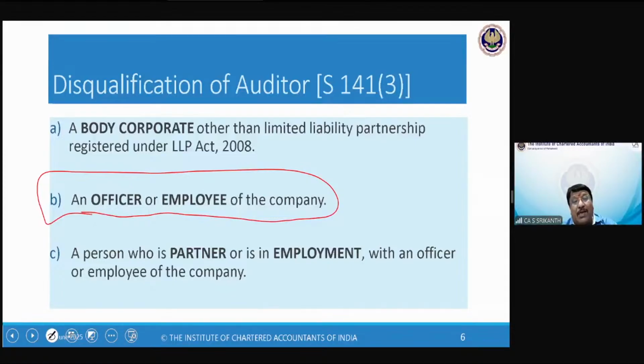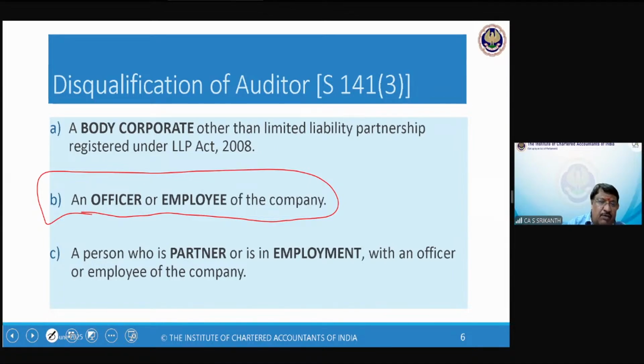A person who is a partner or is in employment with an officer or employee. See, Mr. A is the CFO of the company. He is also holding COP and he is a partner in a firm. He has taken permission from the company, part-time COP, and he is a partner. Okay, not wrong. It can be done. But suppose in that firm there is another partner. That partner cannot sign. That partner cannot become an auditor. Got it?